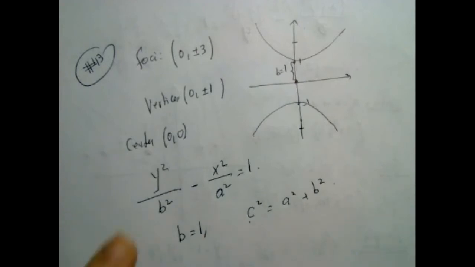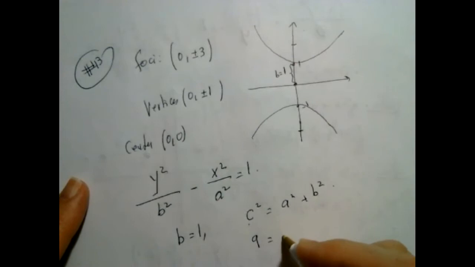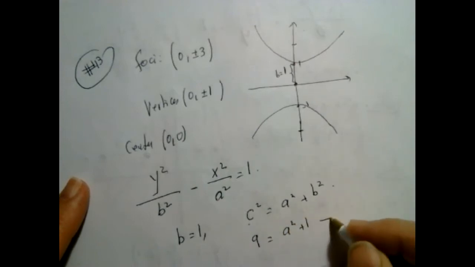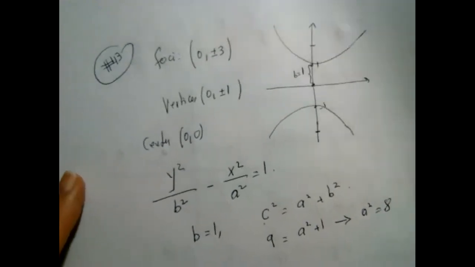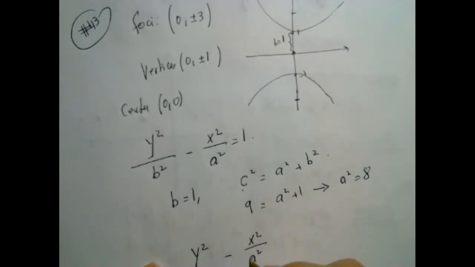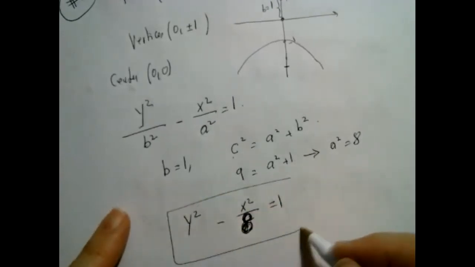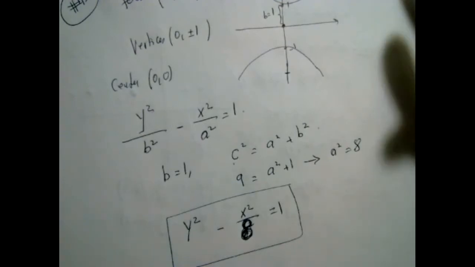So now we have everything. We know that c squared is 9, so 9 equals a squared plus 1, which means a squared is equal to 8. And this hyperbola will have for equation y squared over 1 minus x squared over 8 equal to 1. Any other questions before we proceed?